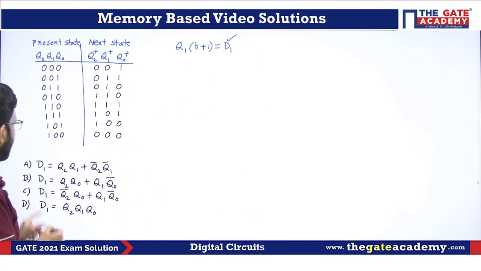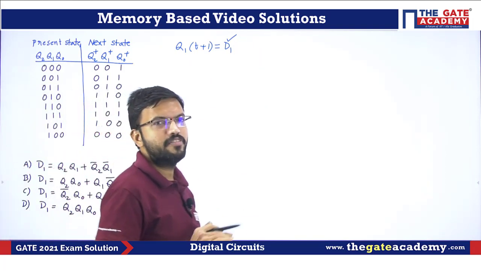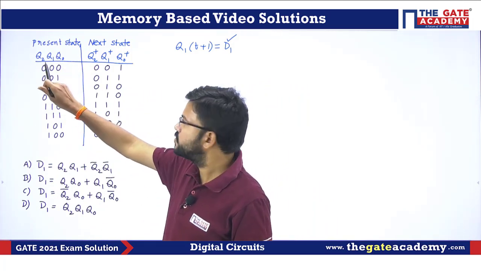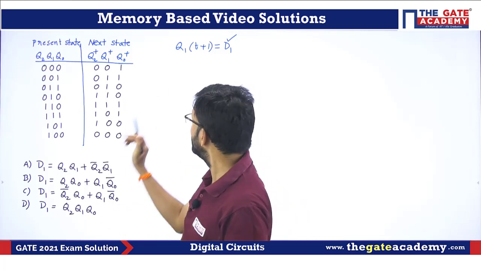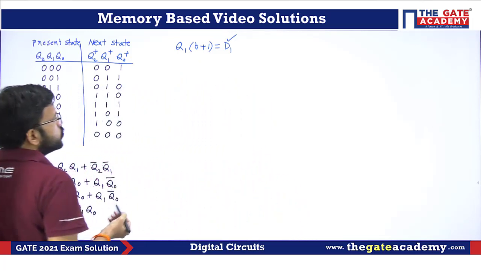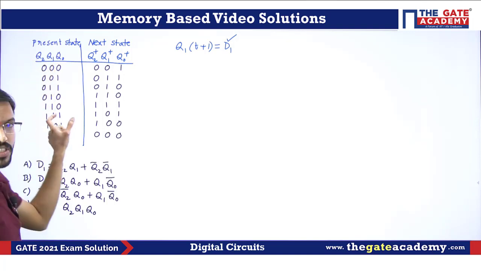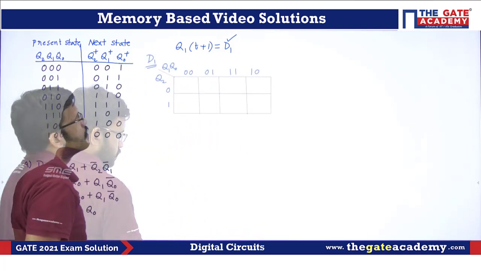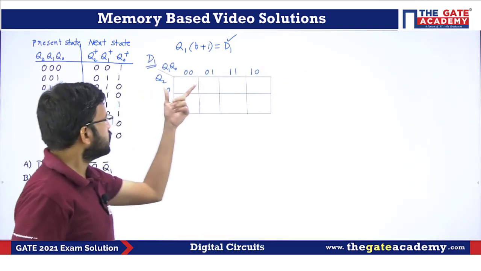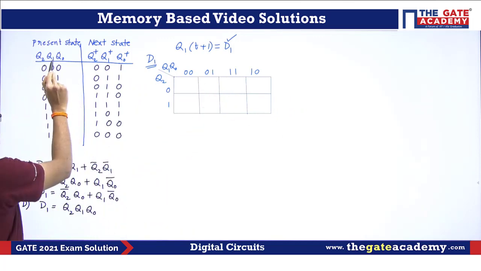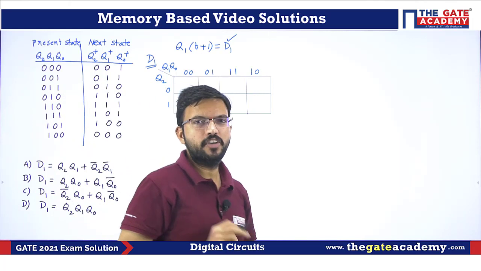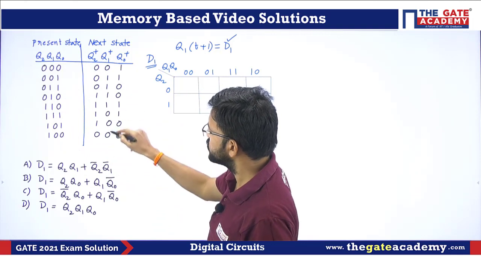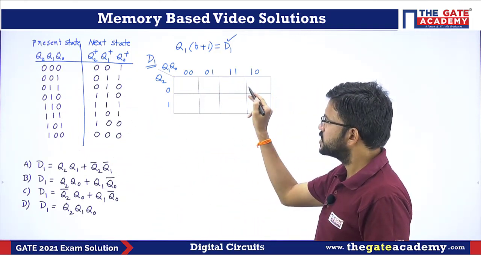Now they are asking regarding the D1 expression. Just observe, here you have the present state, and in terms of these variables, you have to represent the expression for D1. Here you have 3 variables, so you can get the expression for D1 by using a 3-variable K-map. The inputs are Q2, Q1, Q0. Whenever you have a truth table, for whichever combination of inputs you get the output as 1, accordingly you can place the ones in the respective cells.